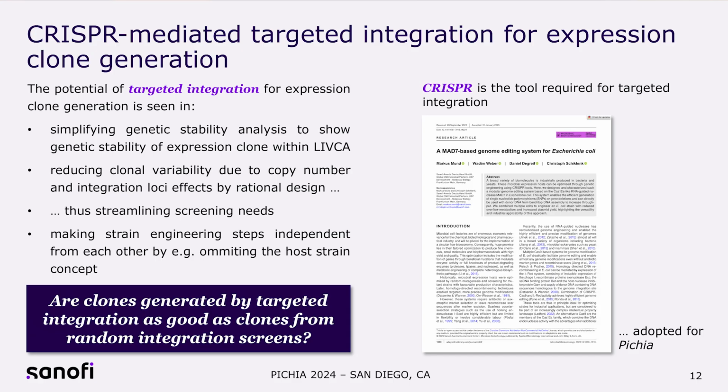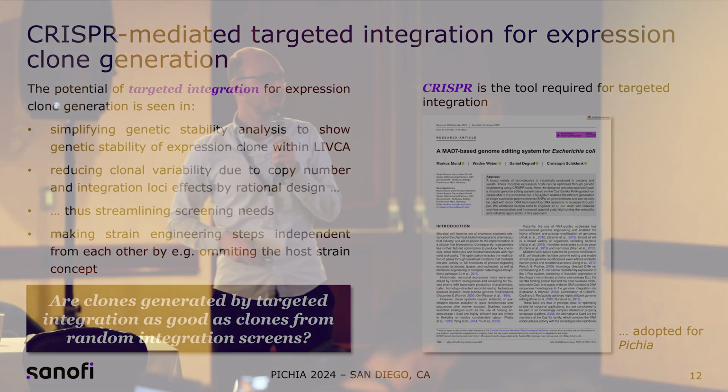So we don't need to screen hundreds of clones to get a good one if we have a good starting point for targeted integration. We can streamline the screening needs and maybe avoid small-scale screening, and just go directly to more relevant scales that give you better predictability for future scale-up purposes. And also, this is a point which I will focus on in my last slide: you can make strain engineering steps independent from each other, so you can omit to some extent that host strain engineering concept.